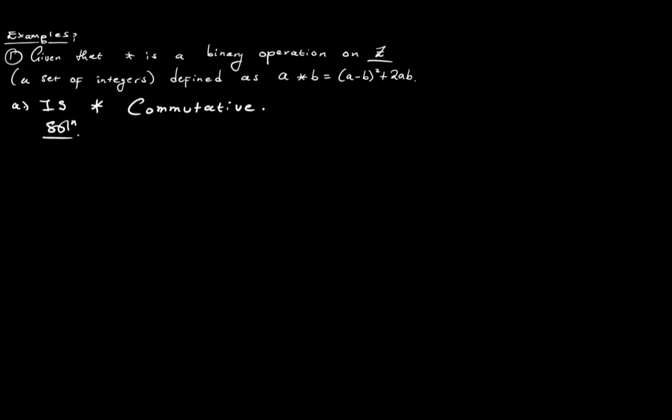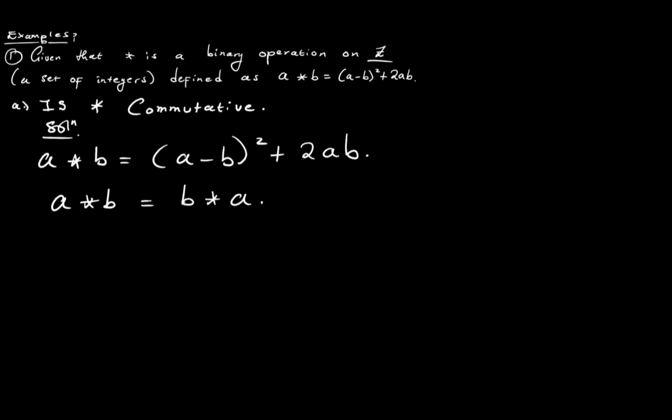Now, let's first understand the operation that we have. The operation that we have is that A star B is equal to A minus B squared plus 2AB. Now, what you need to understand is that for this to be commutative, it means that A star B should equal B star A. Now, how do you determine B star A? Because we already have A star B.